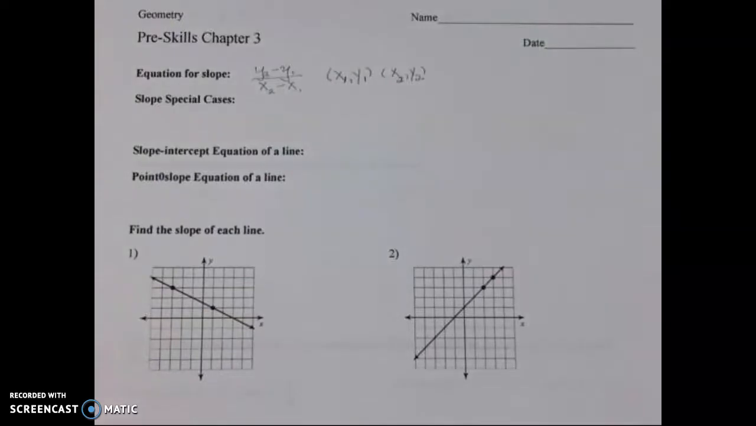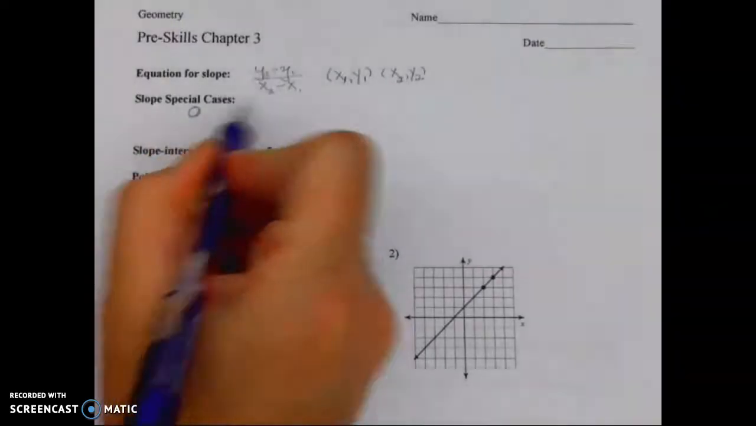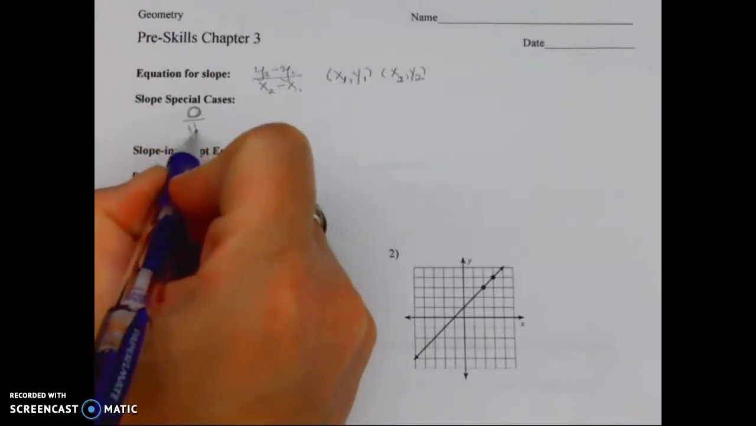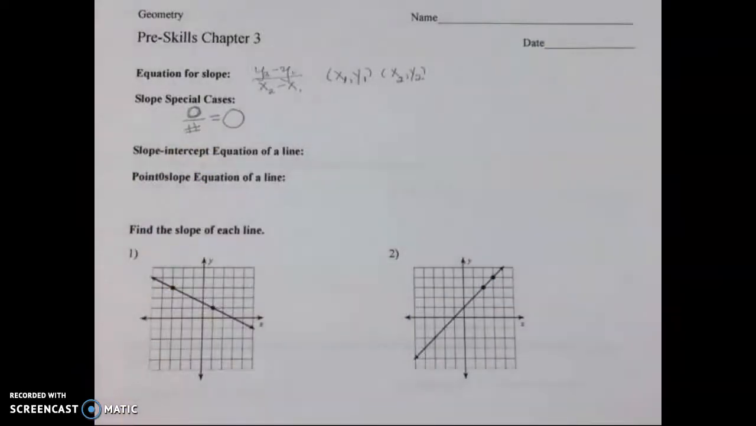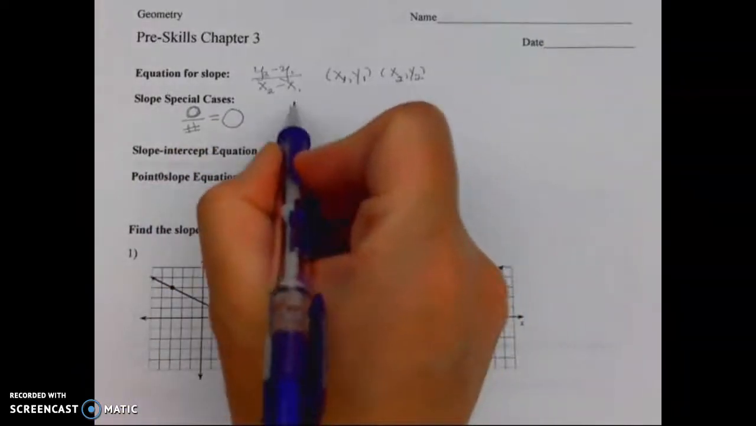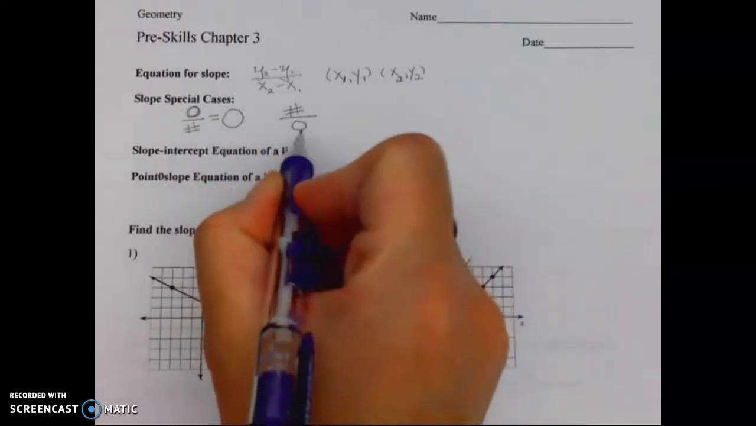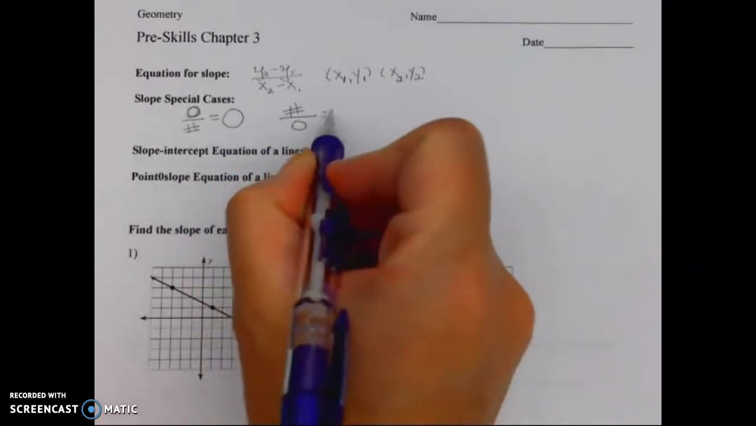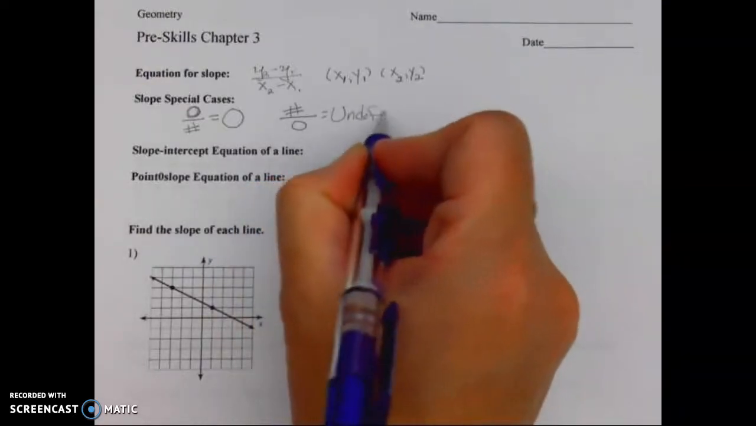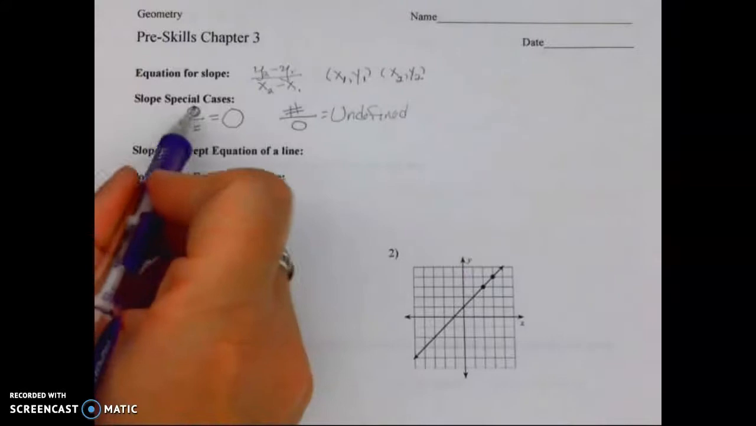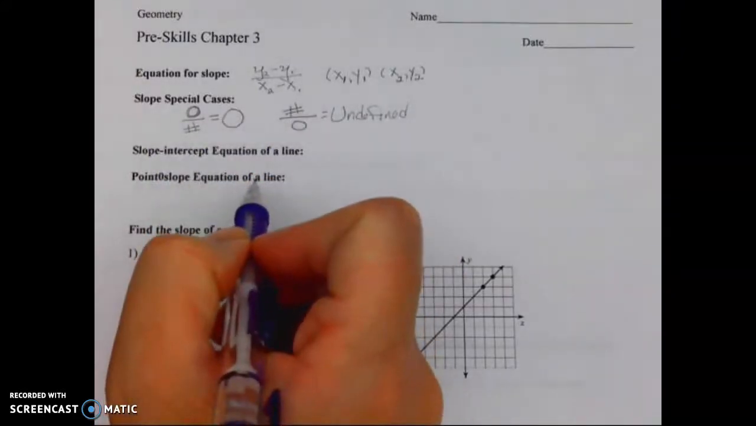There are two special cases when we're talking about slope. Sometimes you'll do all this mathy part and you'll get 0 over some number. When you do that, the slope is 0. If, though, you have 0 under the line, that's undefined. 0 under the line is undefined. So 0 divided by some number is 0, but some number divided by 0 is undefined.